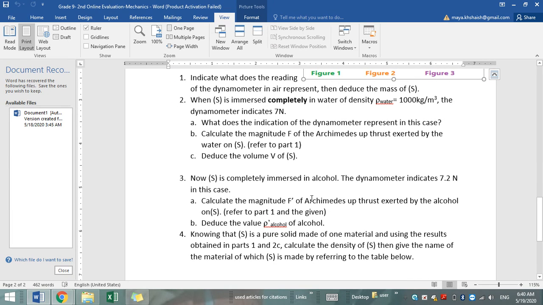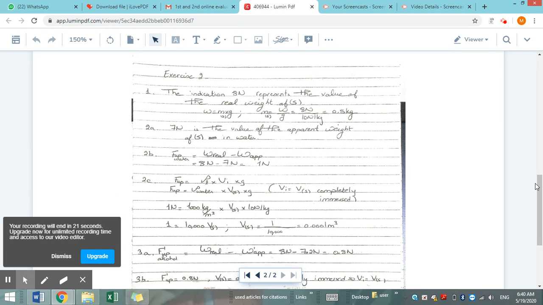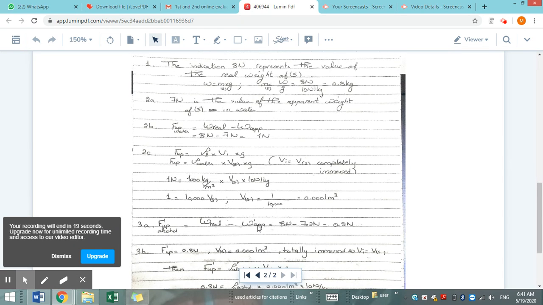So calculate the magnitude F prime, I called it in this case, of Archimedes upthrust exerted by the alcohol on S. F prime now is equal to the real weight minus the apparent weight of the S in alcohol, which is 18 Newton minus 7.2 Newton equals 0.18 Newton.